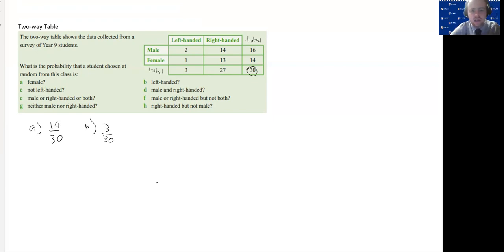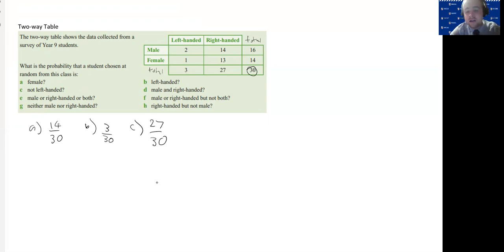Okay, not left-handed in this instance is basically just right-handed. If there was another category like ambidextrous or something like that, then we would have to include that as well. But in this case, it's just either left-handed or right-handed. So it's going to be 27 out of 30.